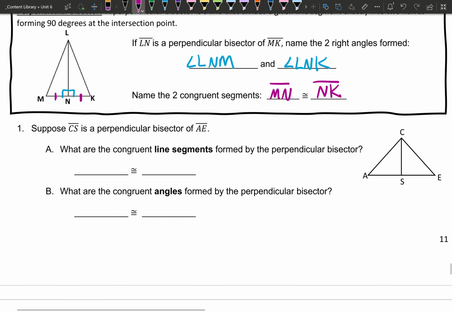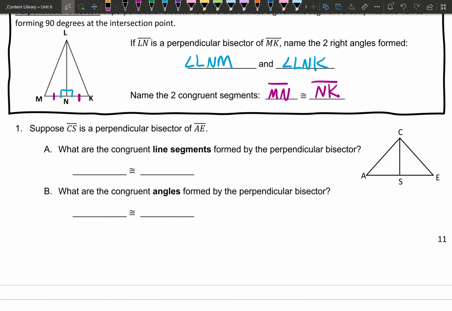All right, let's practice this again. Suppose CS is a perpendicular bisector of AE. Let's mark up the image so that we can name the line segments and the angles that are congruent. Well, first, when CS hits AE, it creates these two 90-degree angles, and it splits the bottom AE into two congruent sides. Well, what are the two congruent line segments? We get AS and we get ES. And the two congruent 90-degree angles that we get are angles CSA and angles CSE.